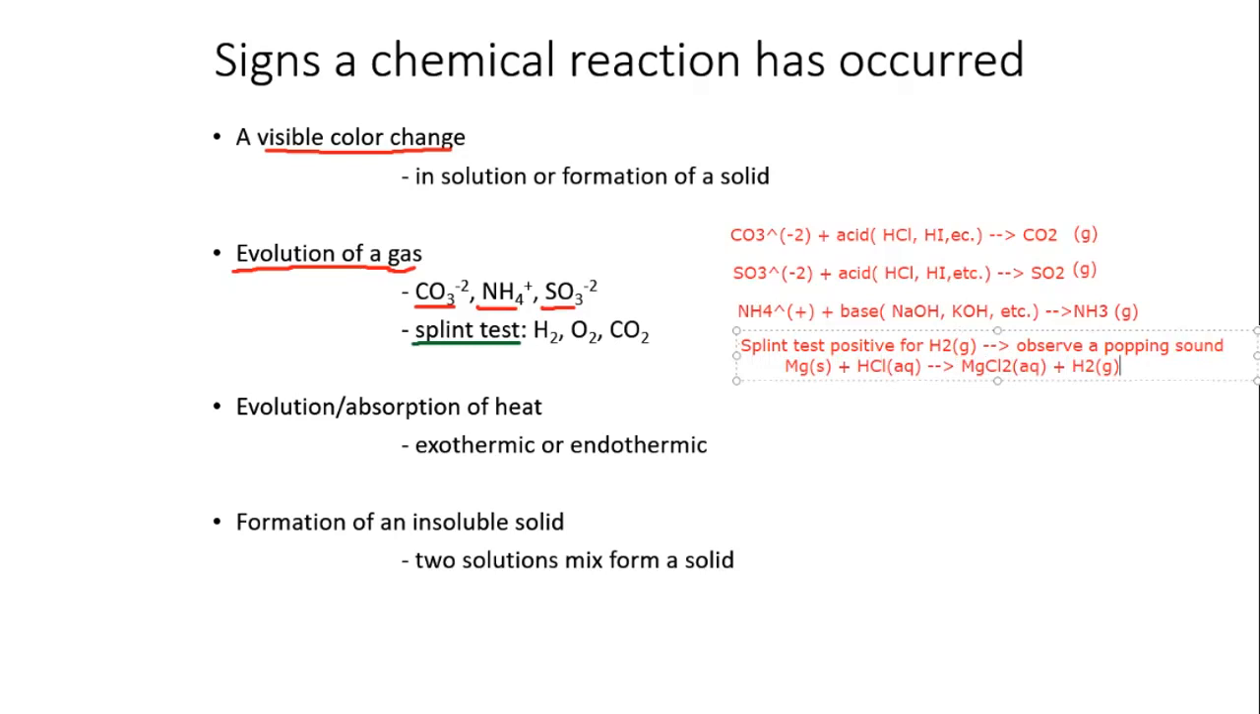If you were doing this experiment in a test tube, it would produce hydrogen gas. You would take your splint, which is like a match, put it near the mouth of the test tube and listen for a popping sound. You should hear a popping sound when you react magnesium with HCl because H2 is being produced. So this would confirm the presence of H2 as a product. And this is with the splint tests.